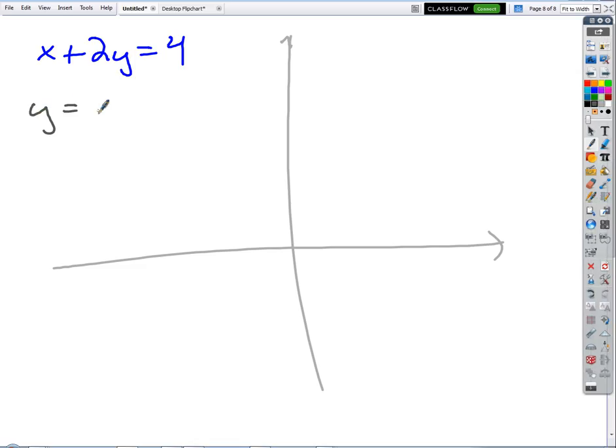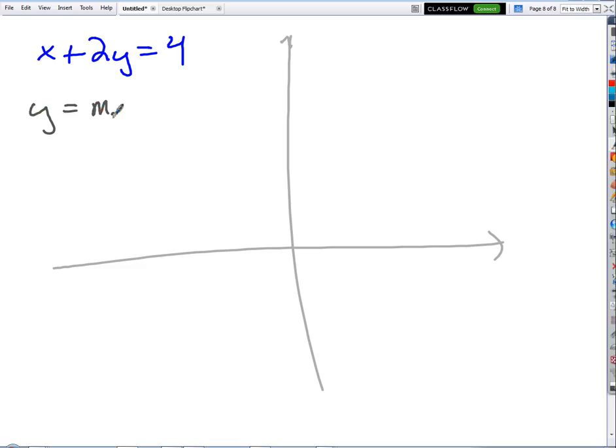Y equals mx plus b. Good. And what's m? Slope. B is the y-intercept. That's a good strategy. So if we put this into slope-intercept form, then we should be able to identify what the slope and the y-intercept are, and we can sketch a graph of the line.